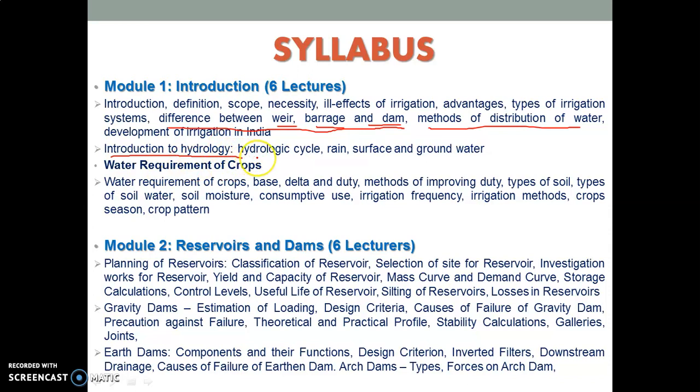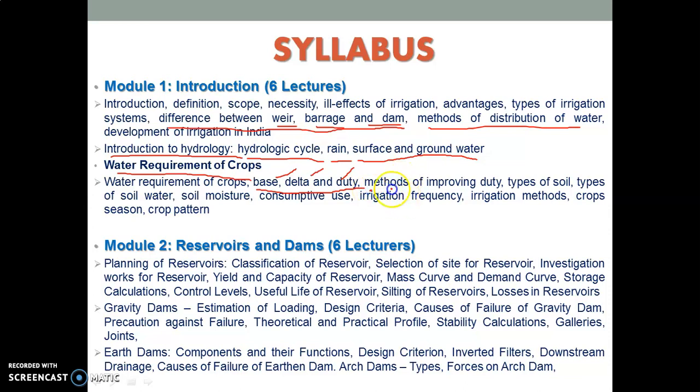In this unit we'll study just the basic hydrology, that is, the hydrologic cycle or water cycle. We'll study rain or different types of precipitation, and surface water and groundwater. Surface water is the water above the surface of the earth, and groundwater is water below the surface of the earth. Then we'll study the water requirement of crops. Base, delta and duty, these three terms have different formulas, and on the basis of those formulas we are going to calculate the amount of water required for a specific crop or a specific field.